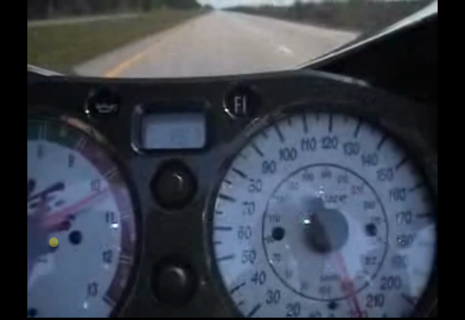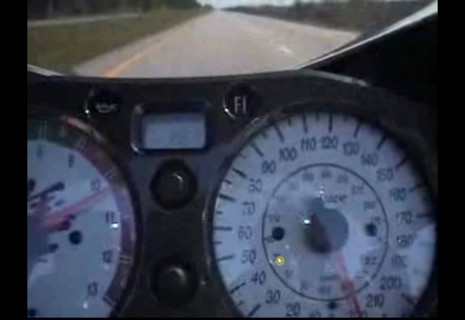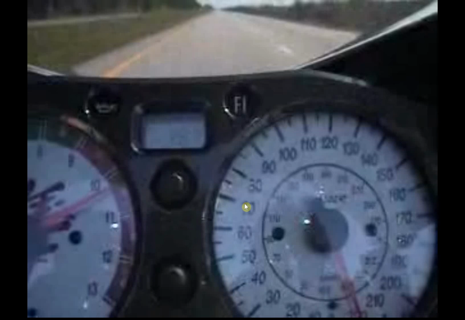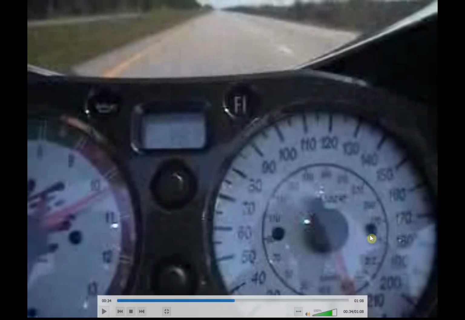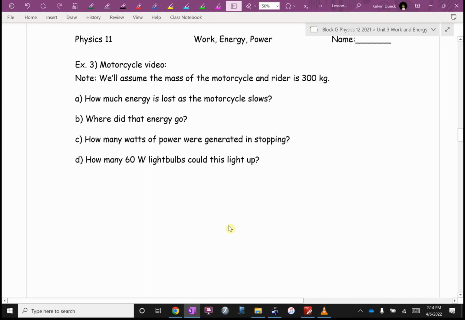How fast are we going? Units. What? That's miles per hour? It's blurry, but if you look, those are smaller numbers. This is triple digits. This is kilometers already. This is miles per hour. This is an American-made street bike. Okay? So our top speed is going to be 220 miles per hour. Let's add that to our data.